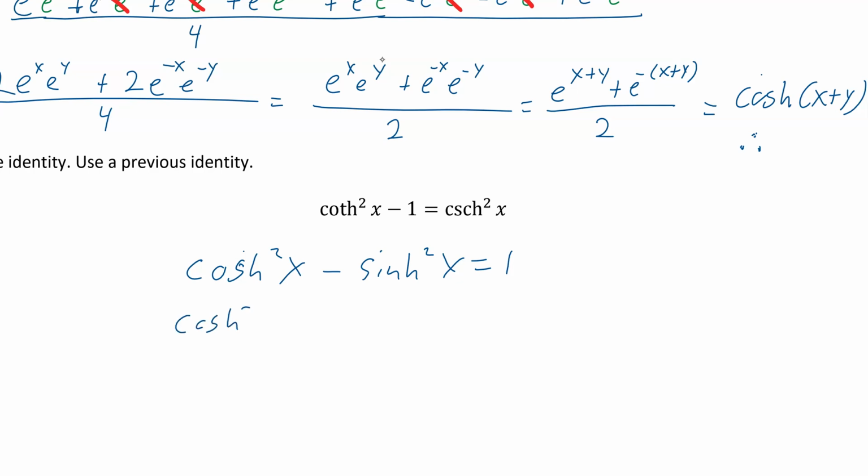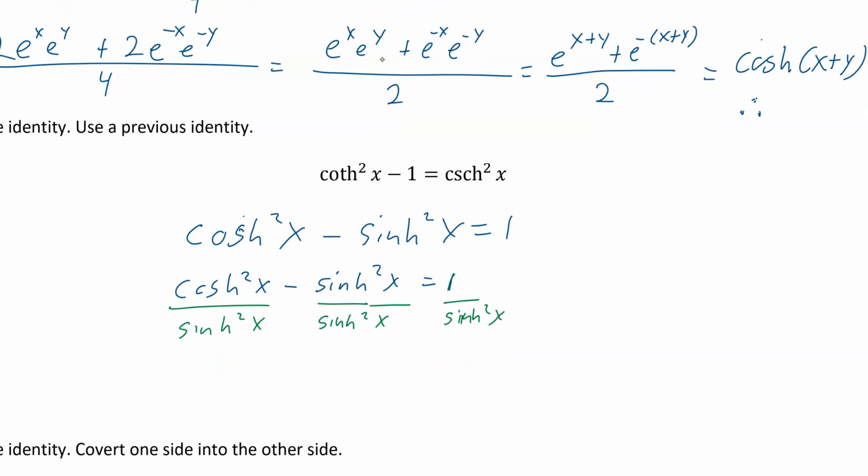So cosh squared x minus sinh squared x is equal to 1. And so now we can divide all of them by sinh squared. And so we end up with, oops, put it in green, hyperbolic cotangent squared minus 1 equals hyperbolic cosecant squared.